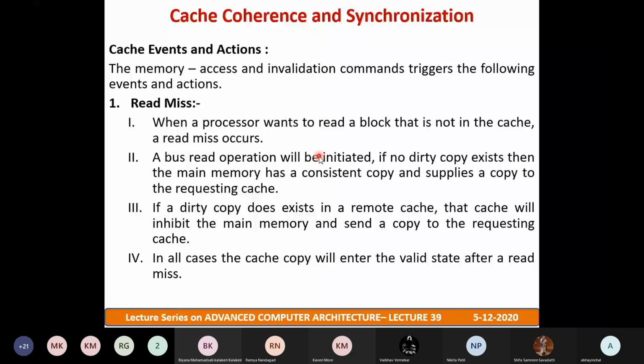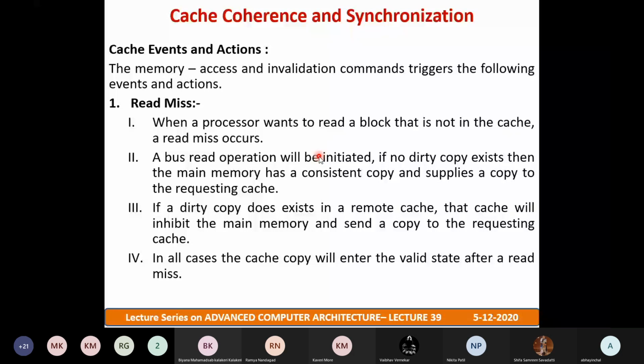So in case of that, what will happen is the cache which is in dirty state, that is which is written more than once, is going to send the copy on behalf of main memory to the requesting cache. In all the cases, whether the dirty copy exists or not, the cache copy will enter the valid state after a read miss.